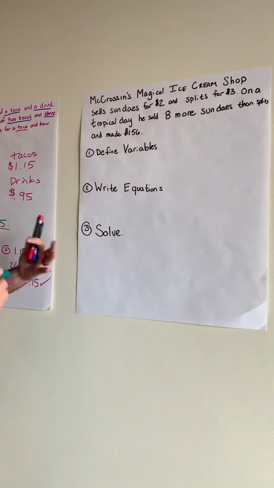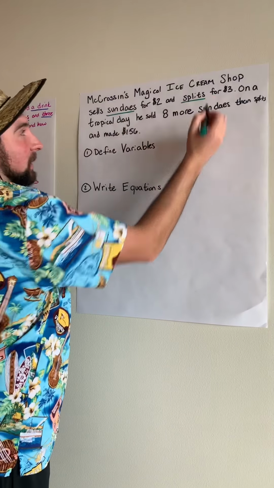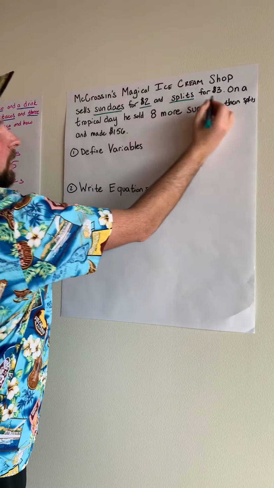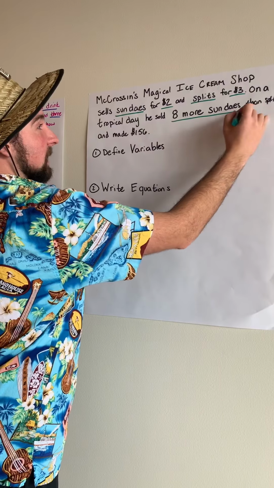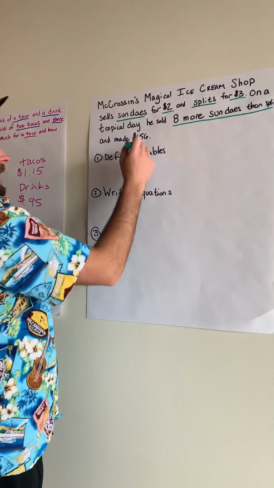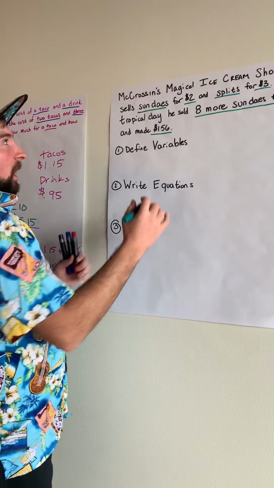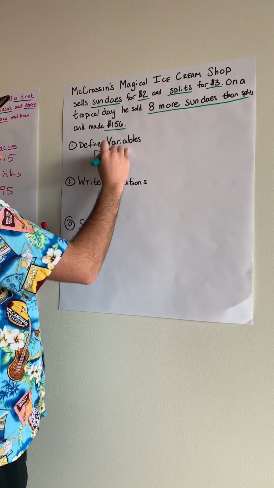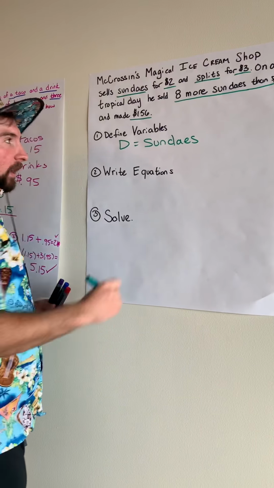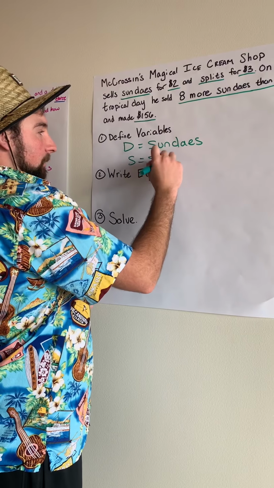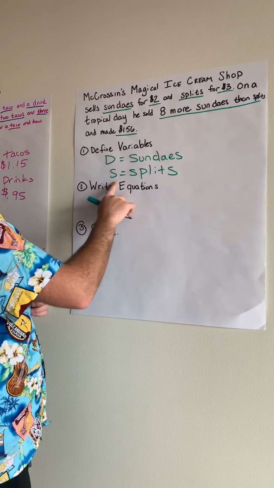Well, first off, we need to figure out what our variables are. I'm selling sundaes and I'm selling splits. I know that $2 and $3 is probably important. I know that I sold 8 more sundaes than splits. That's probably important. And I made $156. So here are our variables. We're gonna go D for sundaes, because it's days, and we'll go S for splits. So D for sundaes and S for splits.